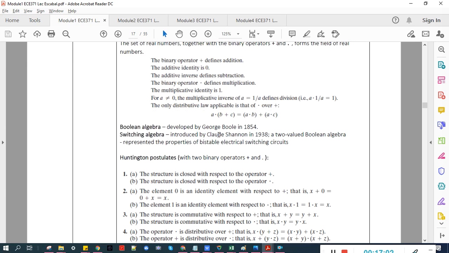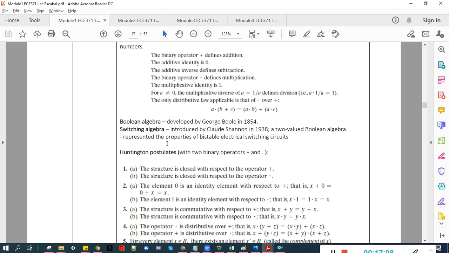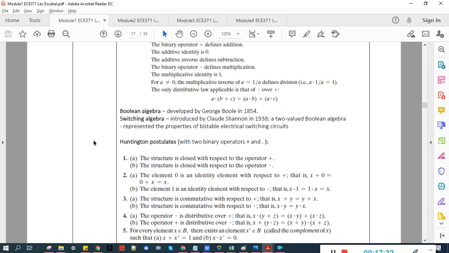Switching algebra, introduced by Claude Shannon in 1938, is a two-valued Boolean algebra that represents the properties of bistable electrical switching circuits. So with switching algebra, we are more talking about the real hardware, electrical circuits.